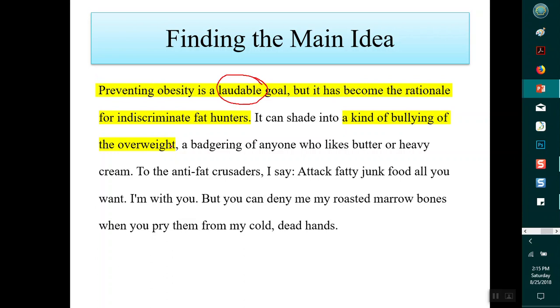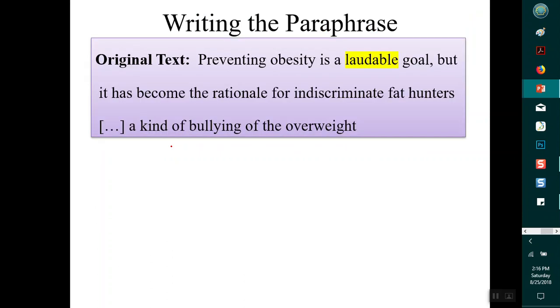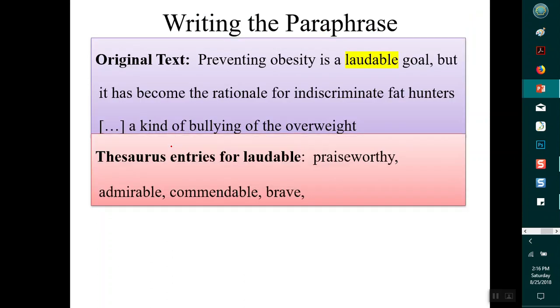So I circled the word laudable because I like what Ron Rosenbaum has to say. I want to use what's highlighted in my essay, but I don't want to use his exact words. Maybe I had too many quotes already. For whatever reason, I just want to kind of reword it. So I'm going to write a paraphrase. Here's the original text, and then the thesaurus entries for laudable: praiseworthy, admirable, commendable, or brave.